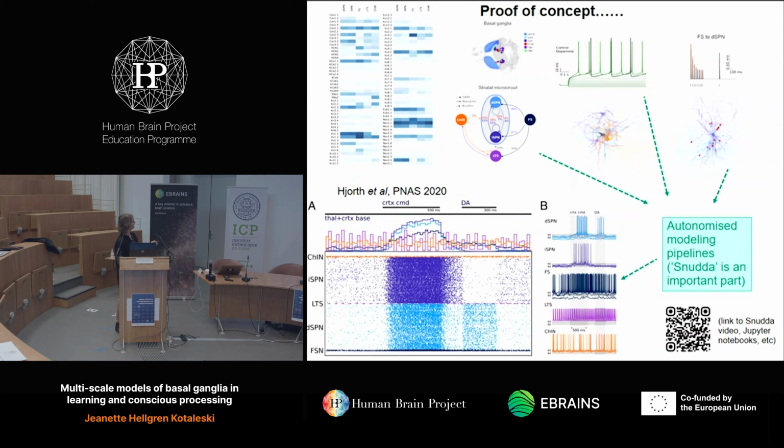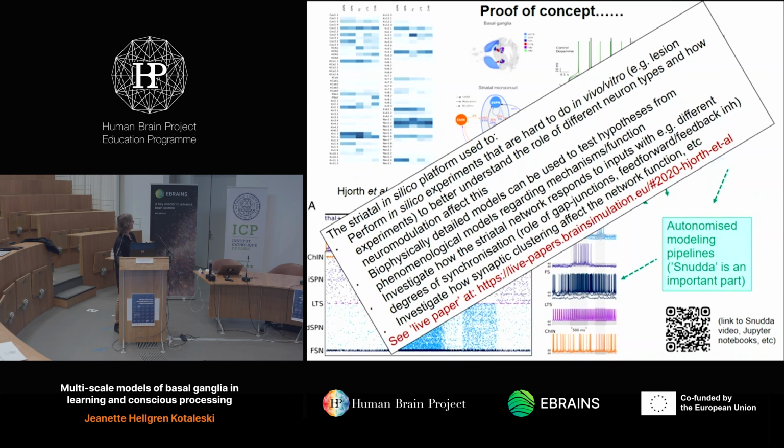And so these bits and pieces you can then put together in these automatized modeling pipelines. For instance, this is from a previous publication where we can model a piece of the striatum and look at what happens, and check that it looks reasonable when you get a cortical command or a dopamine command and so on. These in silico platforms can then be used to perform in silico experiments that are hard to do in vivo or in vitro. For instance, some lesion experiments to better understand the role of different neuron types and how neuromodulation affects this.